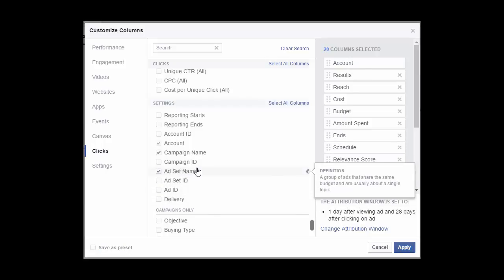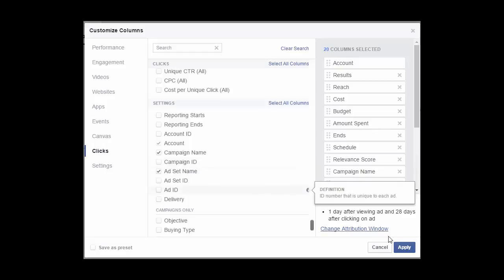All right, so after that, click the apply button at the top, and that's about it. You're going to see all the data. You can add filters if you want. Just click on filters, and this will break it down into separate campaigns.